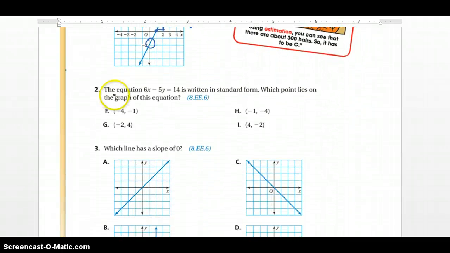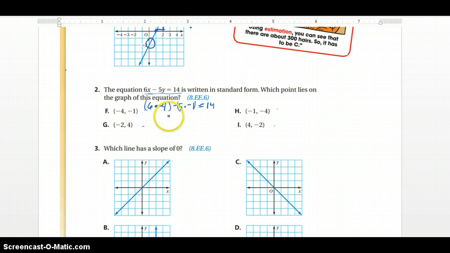Number 2, the equation 6x minus 5y equals 14 is written in standard form. Which point lies on the graph of this equation? Which of these coordinate pairs fulfill 6x minus 5y equaling 14? This is simply a guess and check. For example, if I were to guess F, I would do 6 times -4 minus 5 times -1 to see if it equaled 14.